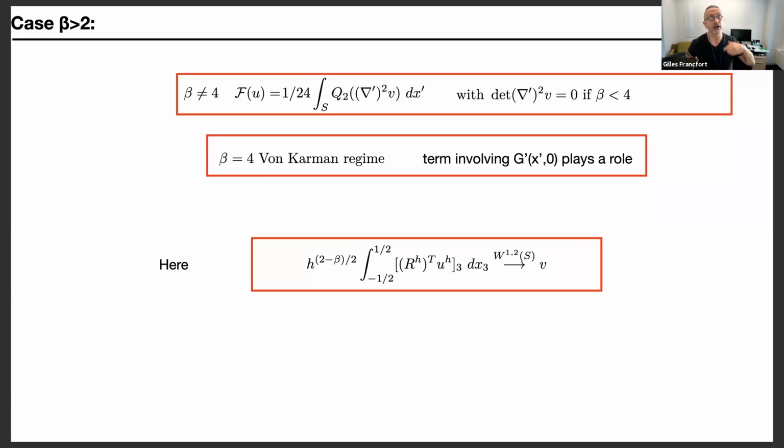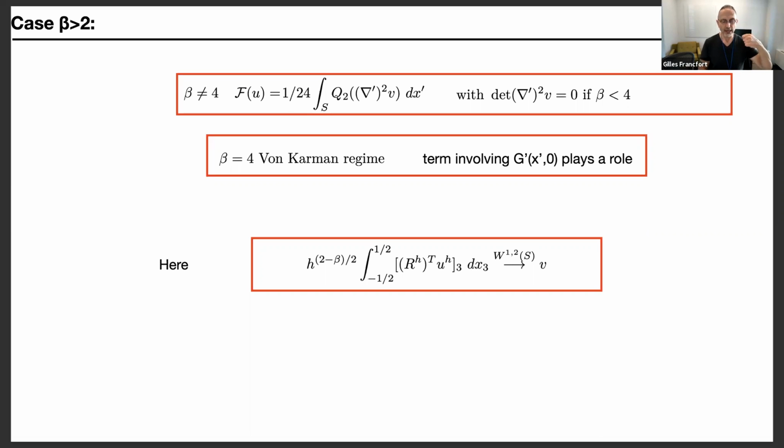And this is the famous von Karman regime, which involves the zeroth order term. And for beta greater than 4, it's the same as for beta less than 4, but you don't have this constraint on the determinant. And so those are the results. So it tells you essentially everything for beta greater than or equal to 2.